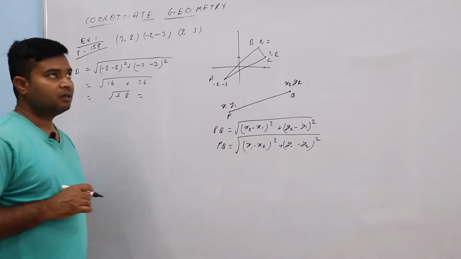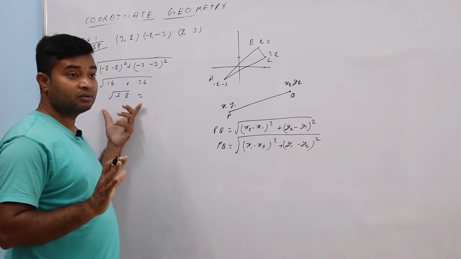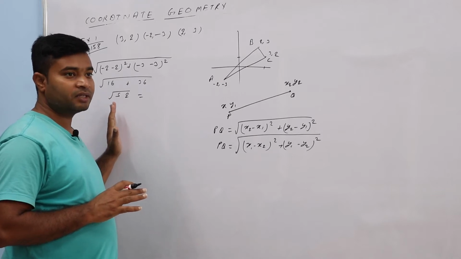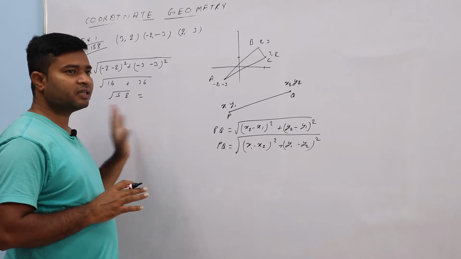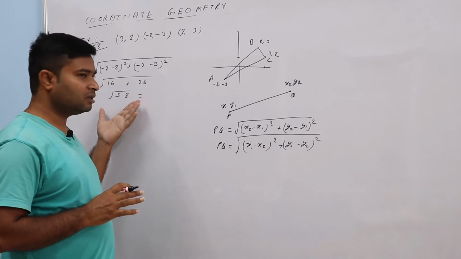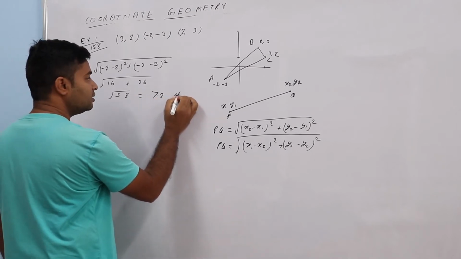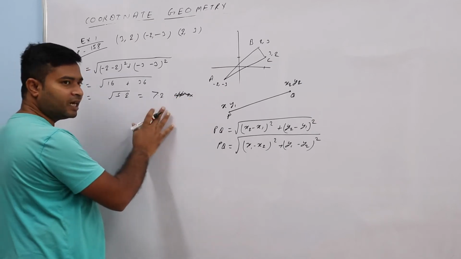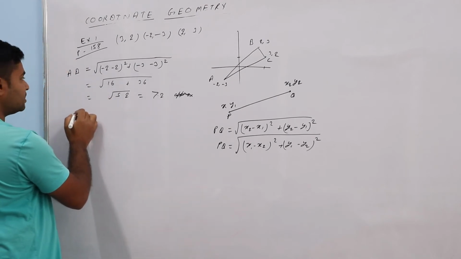See, how to do the root? What is the nearest root? 7. 7 7s are 49. Think about the nearest: 49 plus 3 more is there. So shall I take 7.2? Approx I'm talking. It's not exact, almost it will come like this. Correct na?